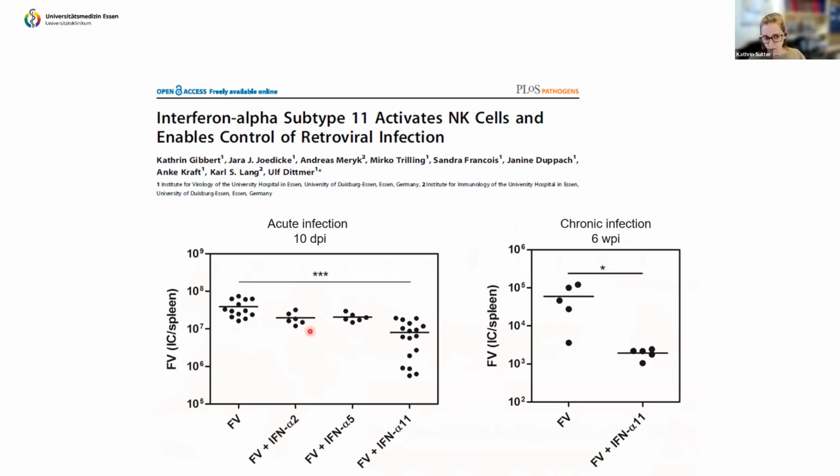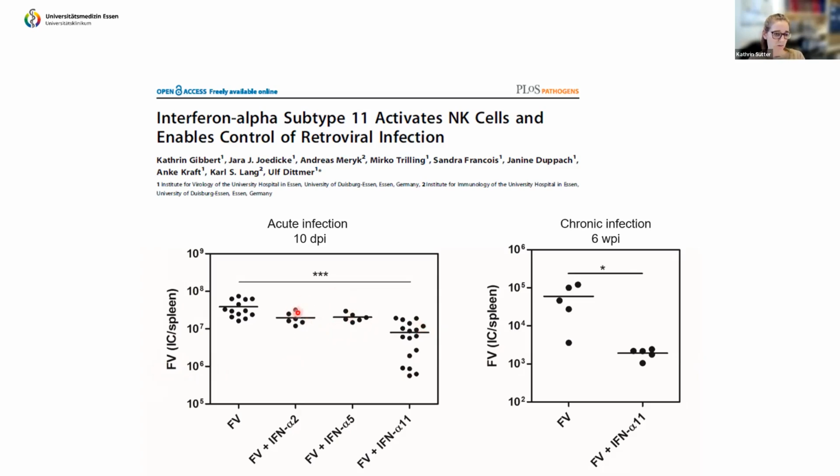This is not the human alpha 2, which is used in the clinic, so it's all mouse, and you cannot compare mouse with humans. They are completely different. But you see that interferon alpha 11 could significantly reduce the viral loads here in the spleen, whereas 2 and 5 didn't work. We were always asked to just give the mice 10 times more, 20 times more of the interferon, and then it should work. And we tested that, but it didn't work.